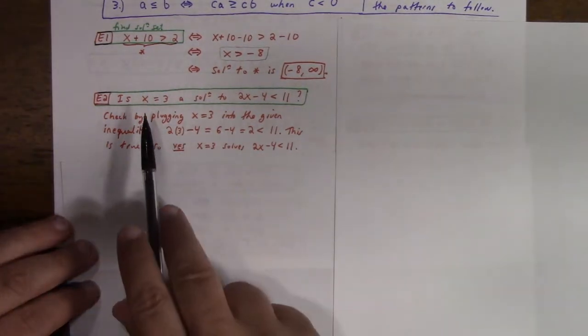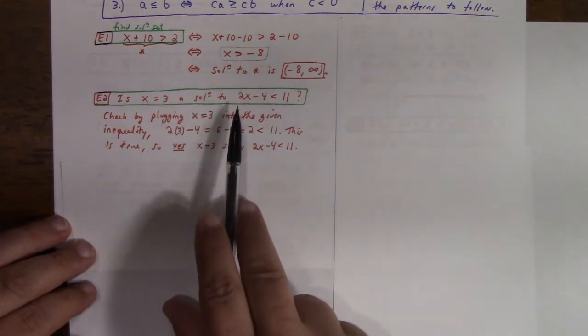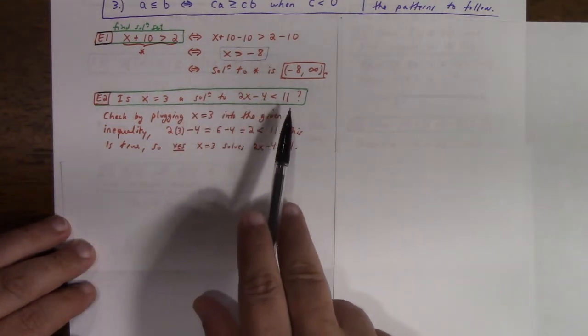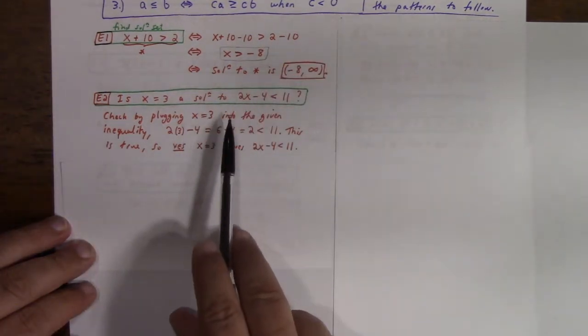Alright, is x equals 3 a solution to 2x minus 4 less than 11? So how do you check if something's a solution to an inequality? Same as we do for equations. We plug it in and see if it works. So plug in x equals 3.